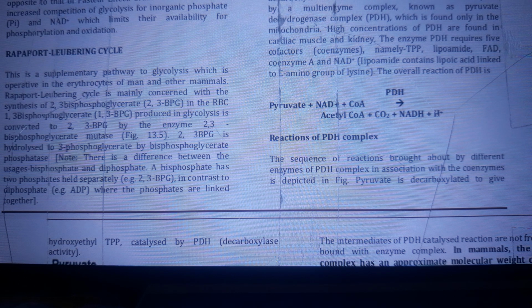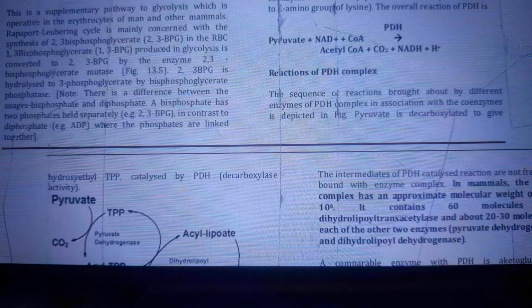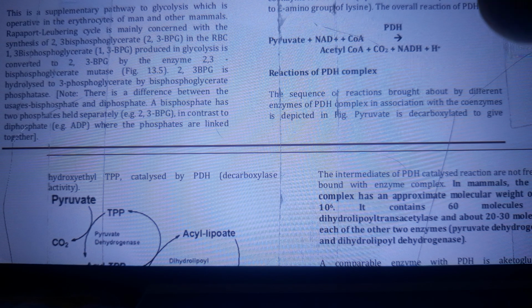linked to the epsilon amino group of lysine. The overall reaction of PDH is pyruvate plus NAD plus CoA. The presence of PDH gives acetyl-CoA plus CO2 plus NADH plus H+.